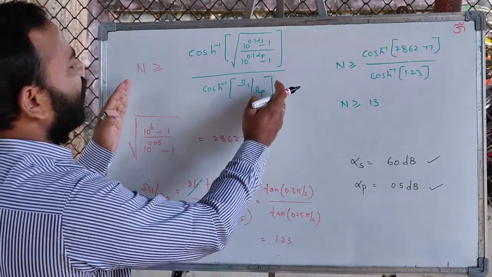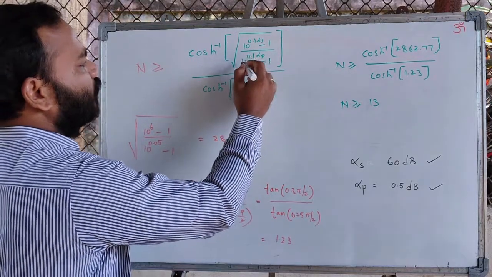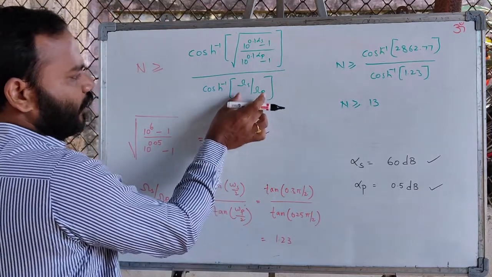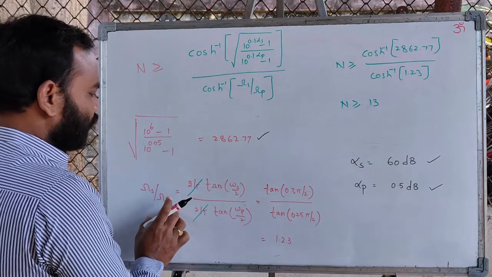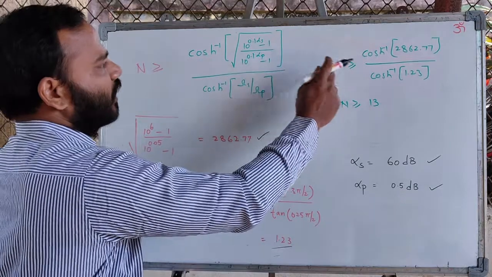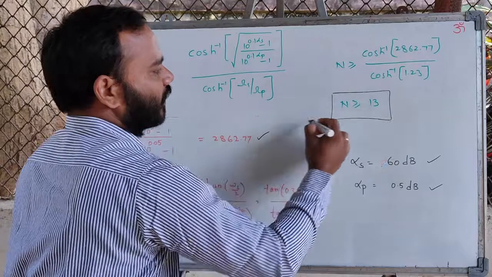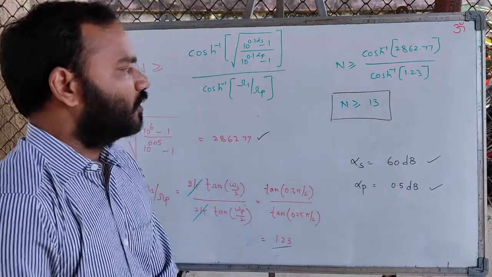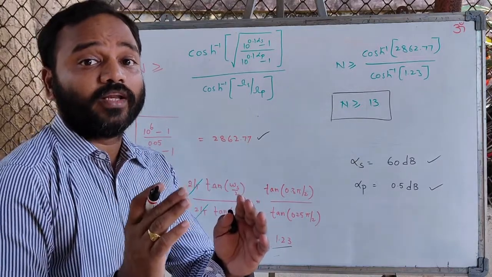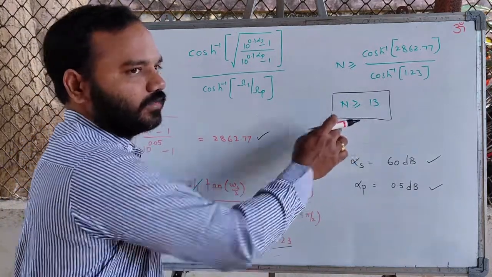Now the Chebyshev type 1 order is given by this equation. So first we'll again compute the square root term. It is 2862.77. Next we need to find this ratio. So this ratio is 1.23. Substituting these two values into this inverse hyperbolic function, the value we get is N greater than or equal to 13. So for the same specifications, the Butterworth filter order is 38, and for the Chebyshev type 1 filter it is 13.